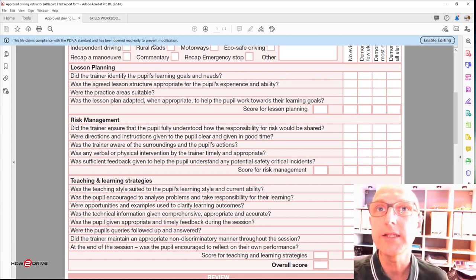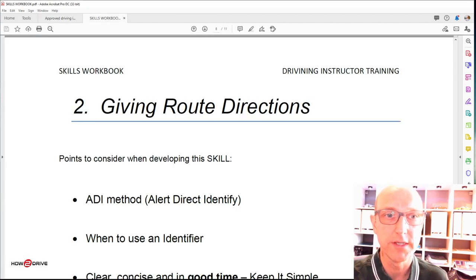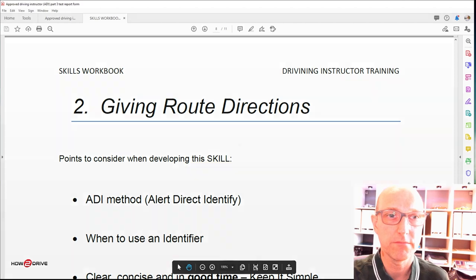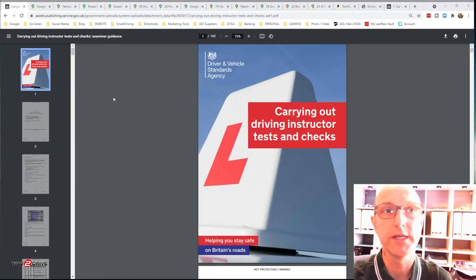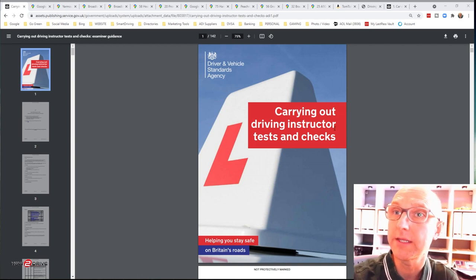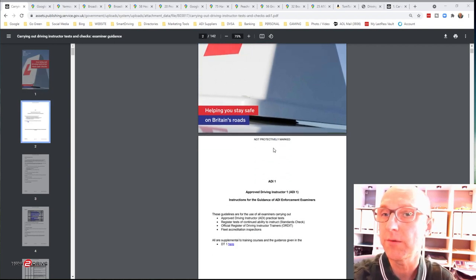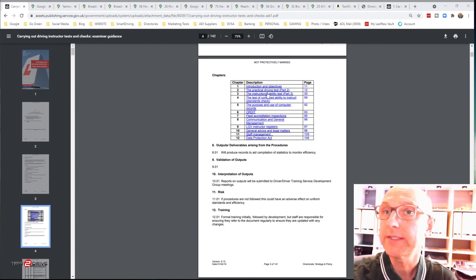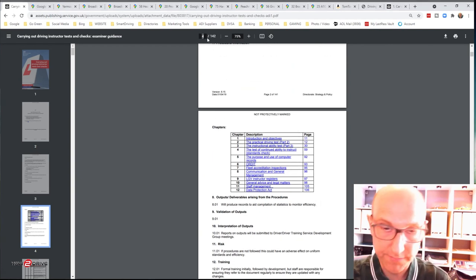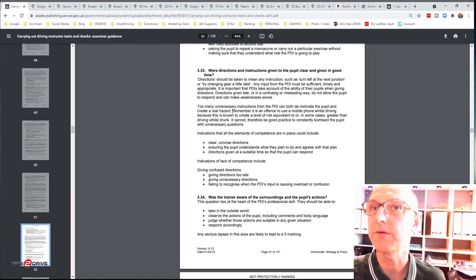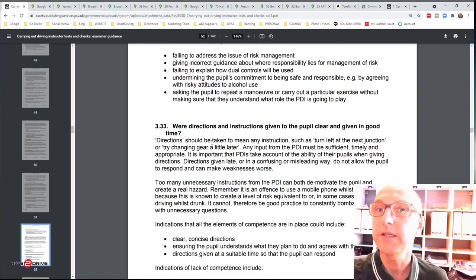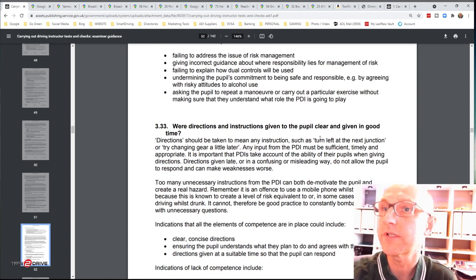And what else do I want to share with you? If we go to the ADI 1 document, this is the examiner's guidance for carrying out instructor tests and checks. You can zip down to the part 3 section, but the page I want to go to, I believe, is 52. I just put that in there, and here we are. Let's zoom in on this a little bit so we can see it. Were directions and instructions given to the pupil clear and in good time?